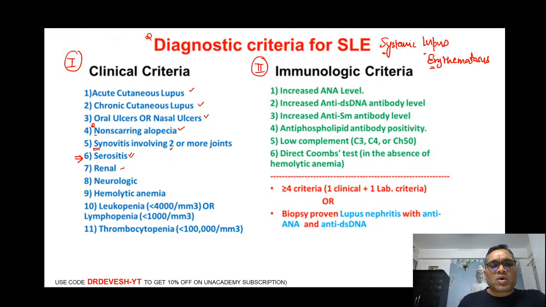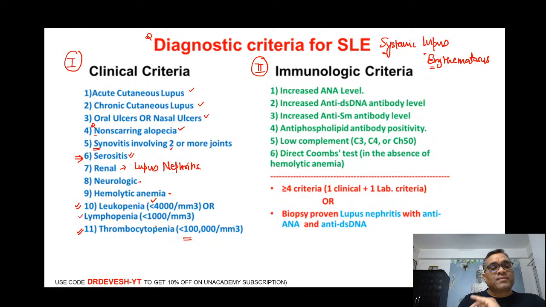Renal involvement will be called lupus nephritis, right? So there is a renal involvement, and there is a neurological involvement in terms of depression, psychosis, right? Hemolytic anemia will be there. Leukopenia means leukocyte count will be reduced, less than 4,000 per mm cube, or lymphocyte count less than 1,000, right? And then platelet count will also be decreased, less than 1 lakh per mm cube, right? So these are the important points about the diagnostic criteria of the SLE, right?